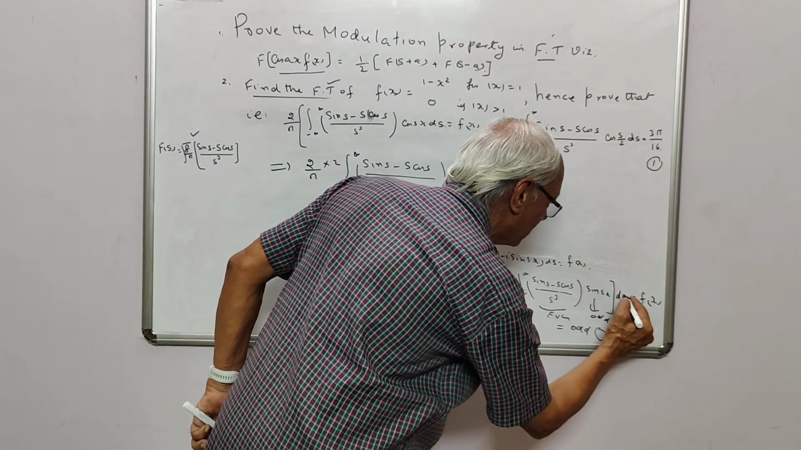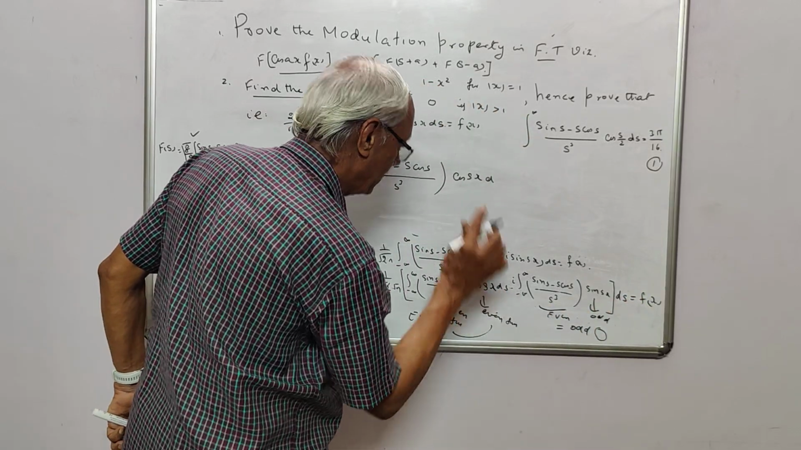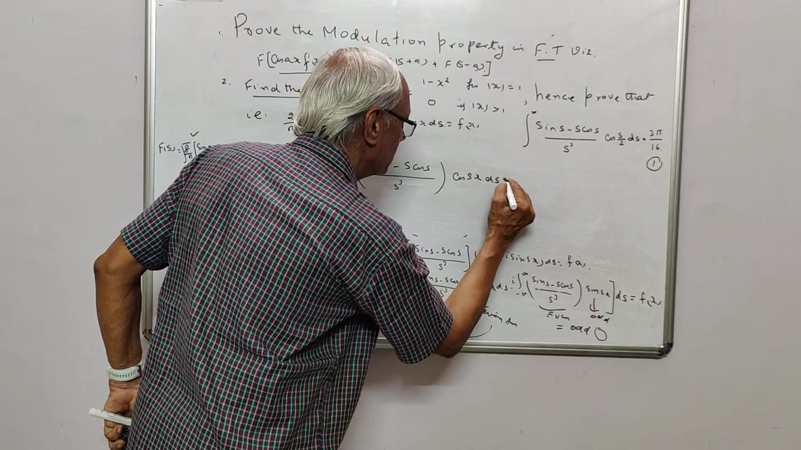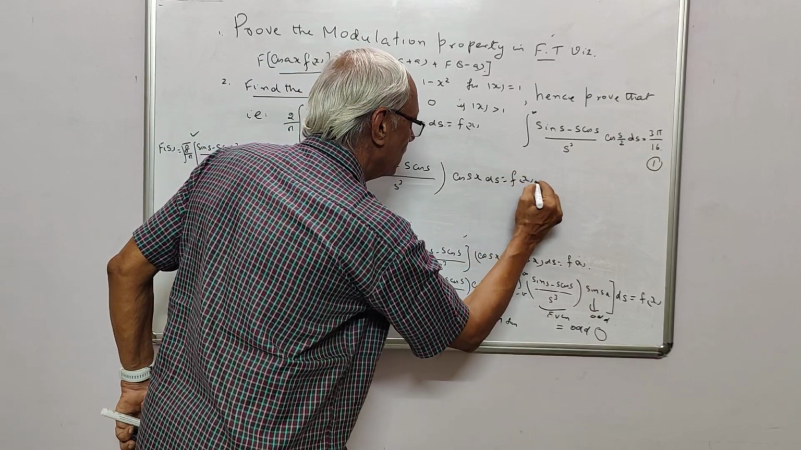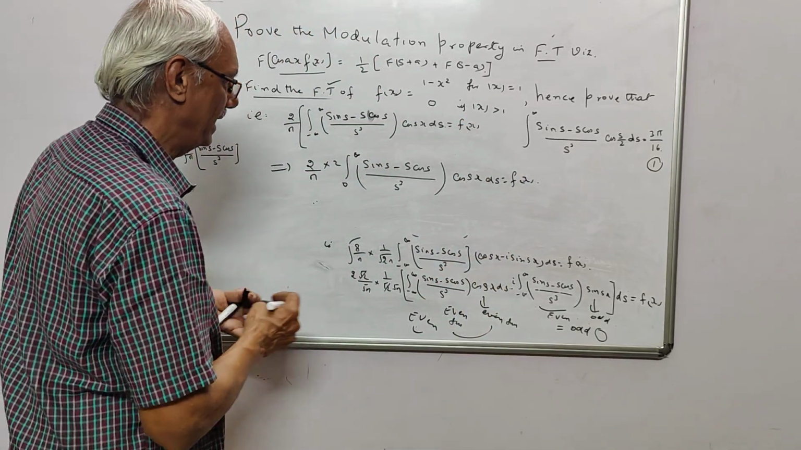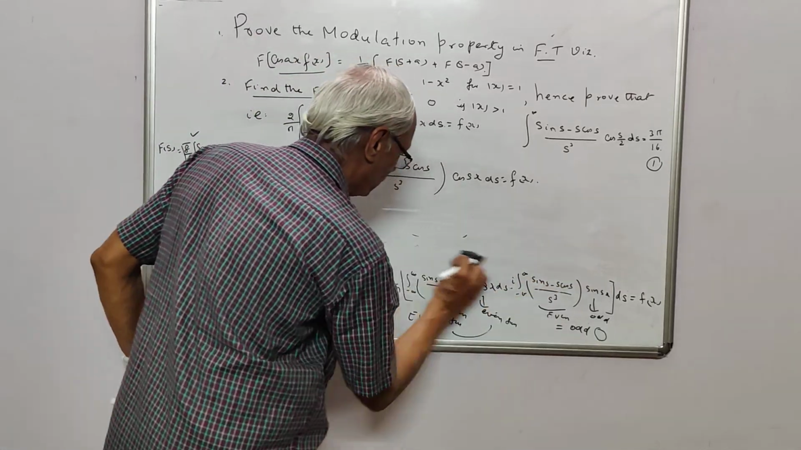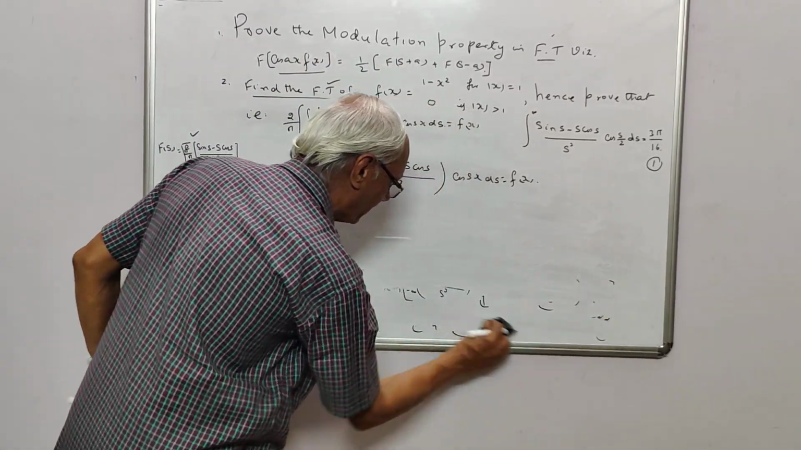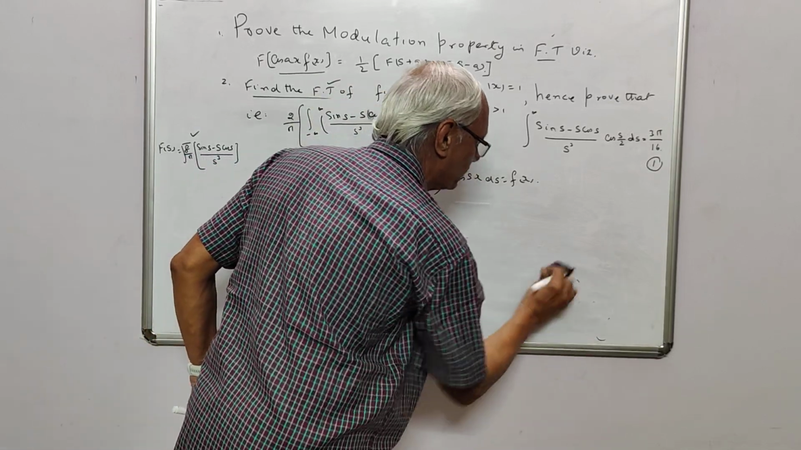You must be very careful, here it is ds. So into ds is equal to f of x. Now this is what we get. But you see that this value is equal to what? This value is equal to 1 minus x squared in the interval. What? 1 minus x squared.